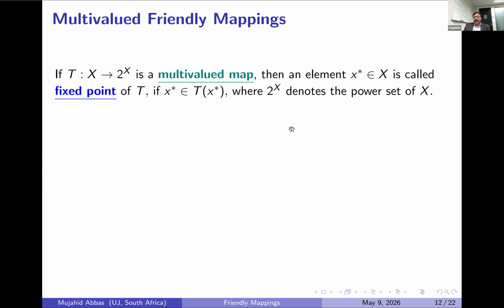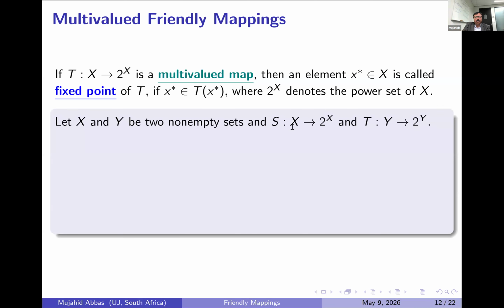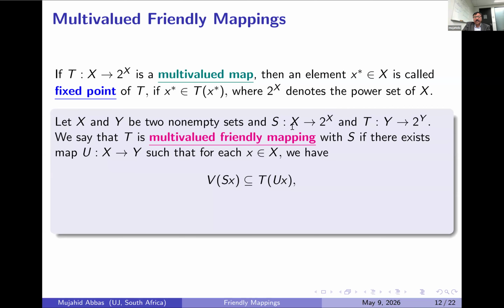When I say it is a multi-valued friendly mapping, it simply means that you have a mapping which acts on a point and gives you a set as the outcome, and its fixed point could be considered as x star belonging to T of x star, where 2^X is the power set. And when we say multi-valued friendly mapping, you can well imagine that the equality will be replaced with some sort of subset type of notation.